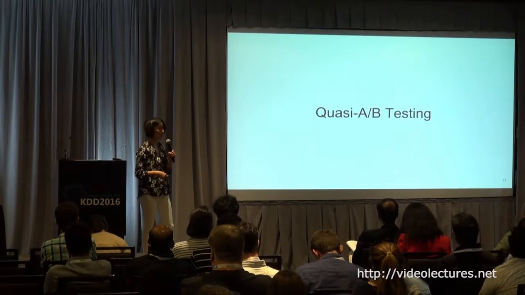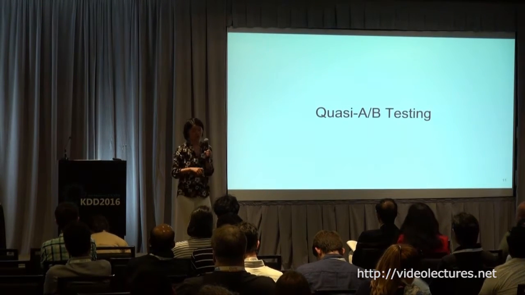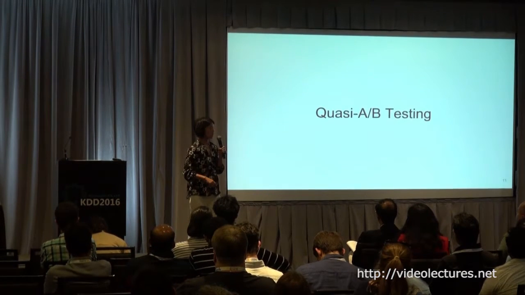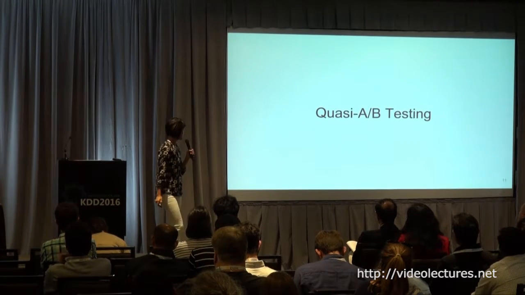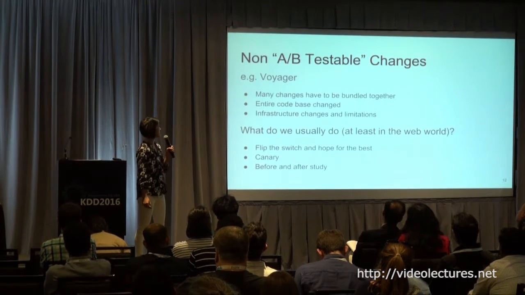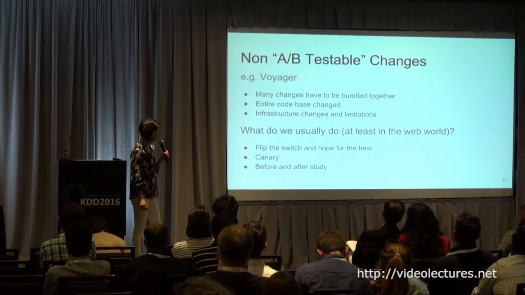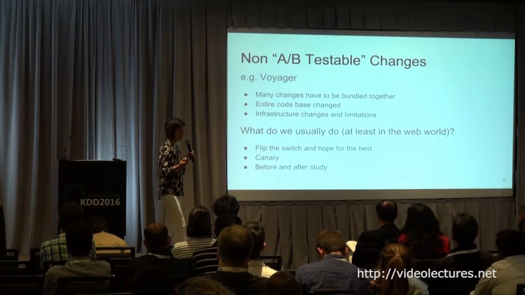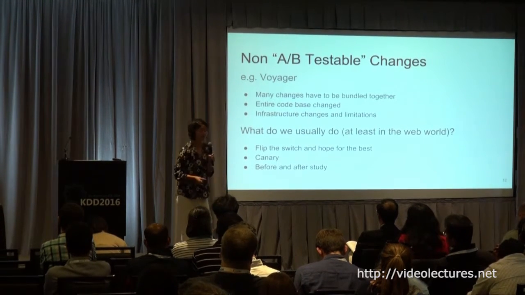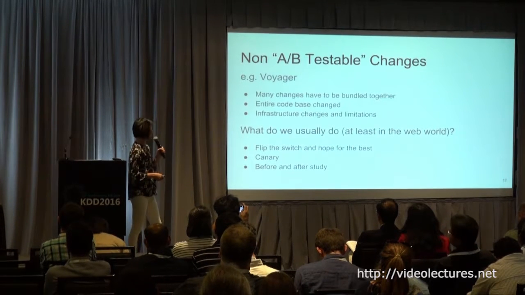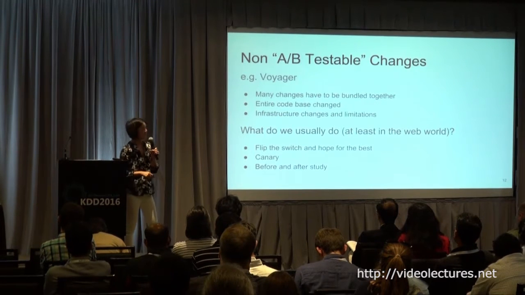Okay, so let me quickly go into the third type of changes, which is what I call the technique that we're using, not really A/B test, but quasi-A/B test. So what are the non-A/B testable changes, and why is that so? As I mentioned earlier, this big change that we gave to our mobile app at the end of last year has the code name Voyager at LinkedIn. So why were we not able to A/B test it?